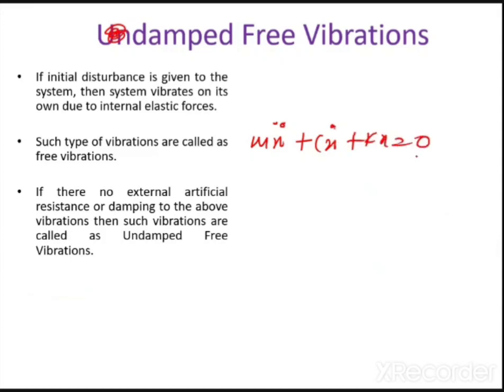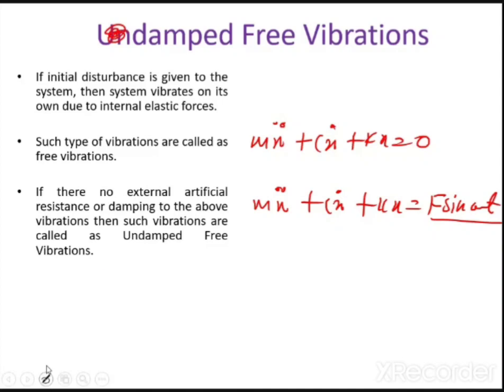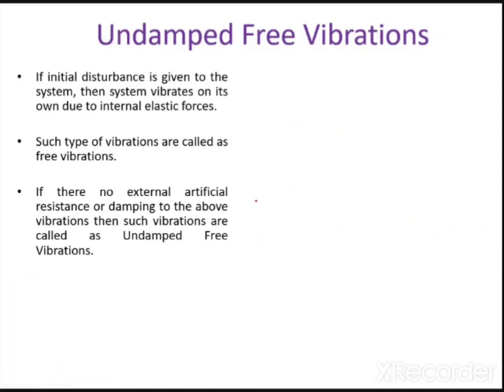So Cx f will be again 0 because again it's a free vibration. But when I take a forced vibration, this equation becomes mx double dot plus cx dot plus kx is equal to F sine omega t, because we are applying a harmonic excitation. So how to derive this equation of motion, we will see one by one. I hope it is clear to you. Okay. So such vibrations are called free vibration.